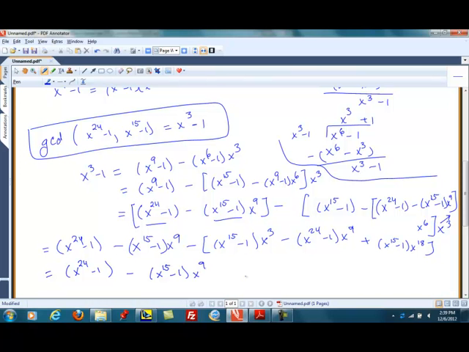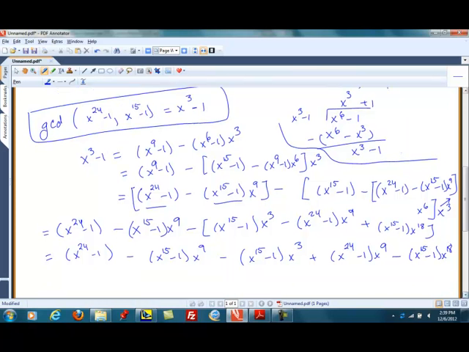So this becomes minus x to the 15 minus 1 times x cubed plus x to the 24 minus 1 times x to the 9 minus x to the 15 minus 1 times x to the 18. Now we can factor out our x to the 24 minus 1. Why are we factoring out x to the 24 minus 1? Because we have to write it as a linear combination of x to the 24 minus 1 and x to the 15 minus 1.